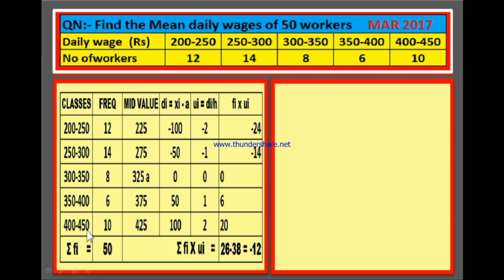400 plus 450 is 850. 850 divided by 2 is 425. These are the mid values. Otherwise, I told you a simple method to write mid values.